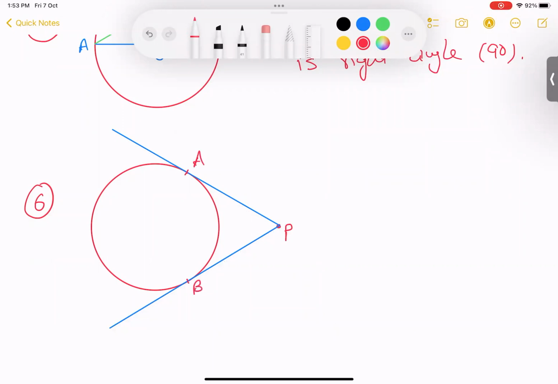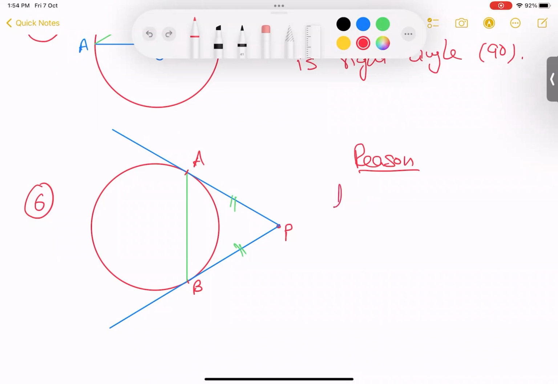For your knowledge, if I join A with B, I get a triangle, and two of its sides are 100% equal to each other. And what is the reason for this? The reason is the length of tangents from a common point.